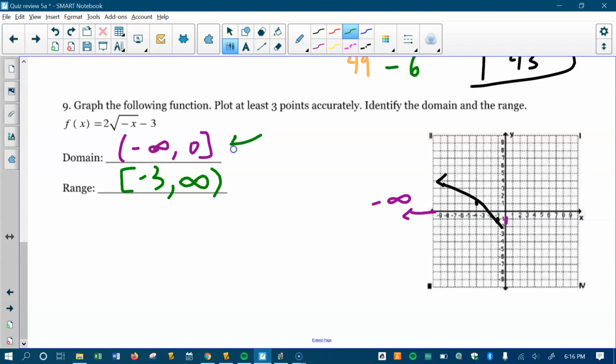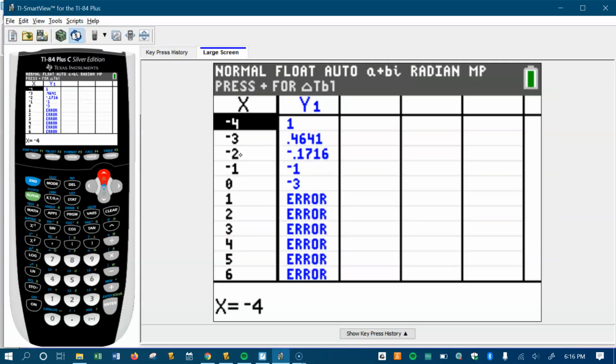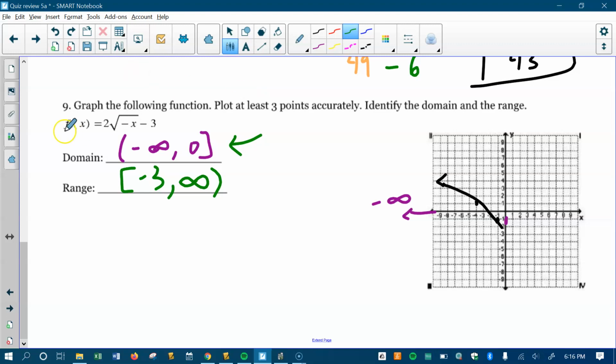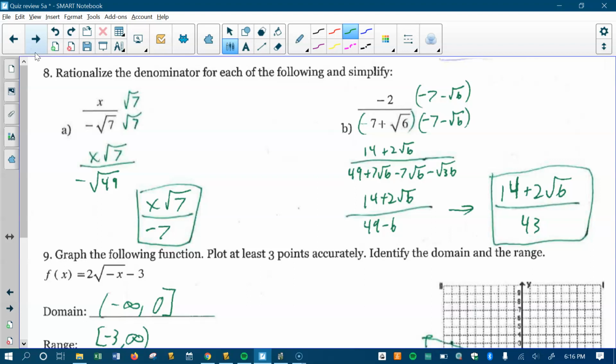If you weren't sure about this domain the way I did it, I did -infinity to 0 because 0 is the biggest number here. All these other numbers are smaller, smaller, smaller. So that's a -infinity. Okay, that's your domain and range and the graph. Let's keep going.